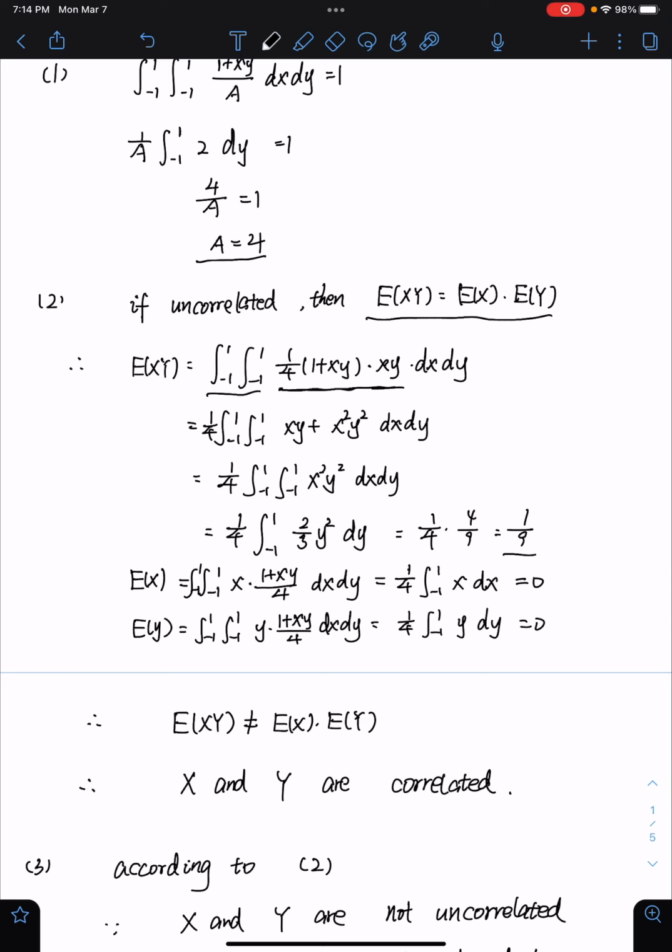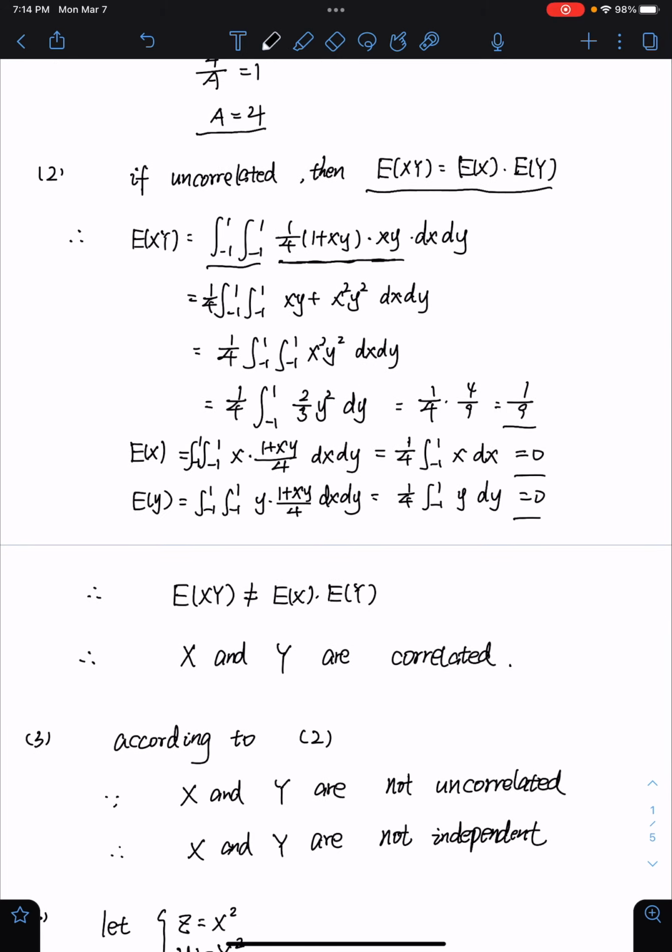Then we should also calculate the individual expectations of x and y. Applying the definition of expectation, we get that the expectation of x equals 0 and the expectation of y also equals 0. So we can easily find that E[X] times E[Y] is not equal to the expectation of XY. So x and y are correlated.